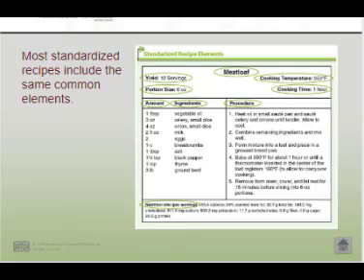Most standardized recipes usually contain the following common elements: a recipe name, yield, portion size, ingredients and procedures, cooking temperature, cooking time, and nutritional information.